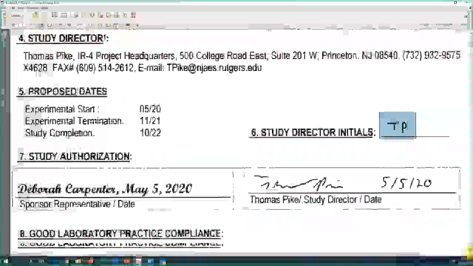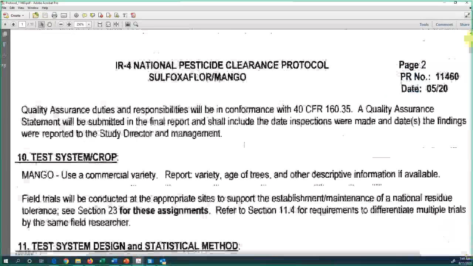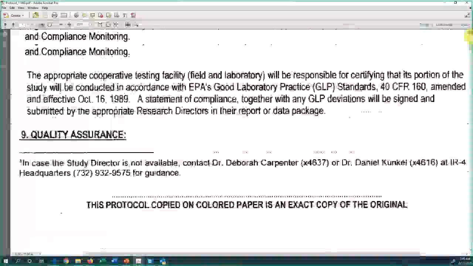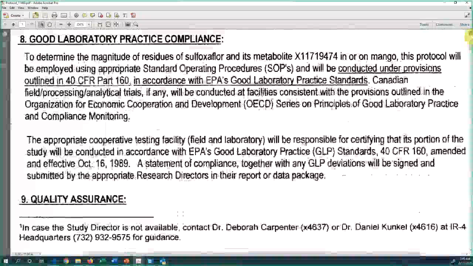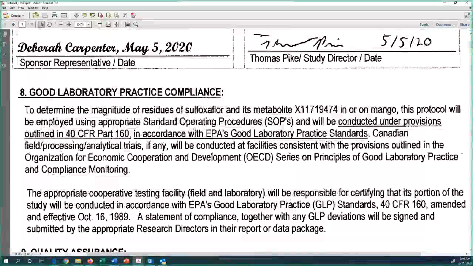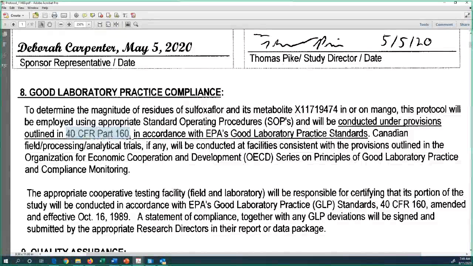Then you have the signature. Of course, this is an electronic copy. You don't see a paper copy signature here, but we do have Thomas's signature there. Oops, that's too far. Let's go back to the signature. Right after the signature, what do we expect? We expect the GLP statement. So we have some other text here. Now it says 40 CFR 160. That's exactly the same. This is the same GLP.